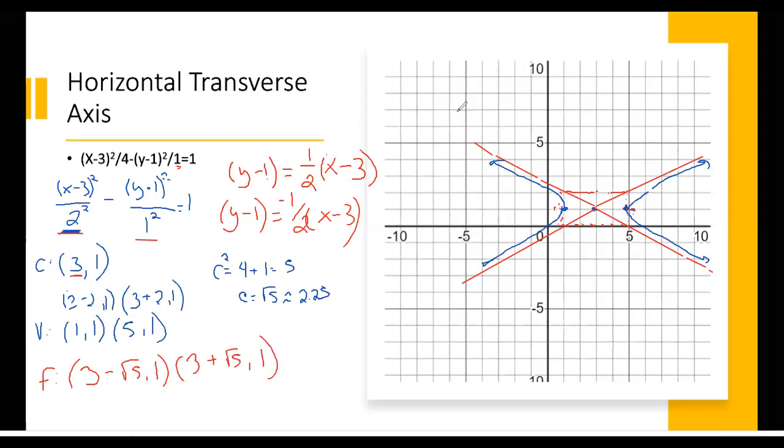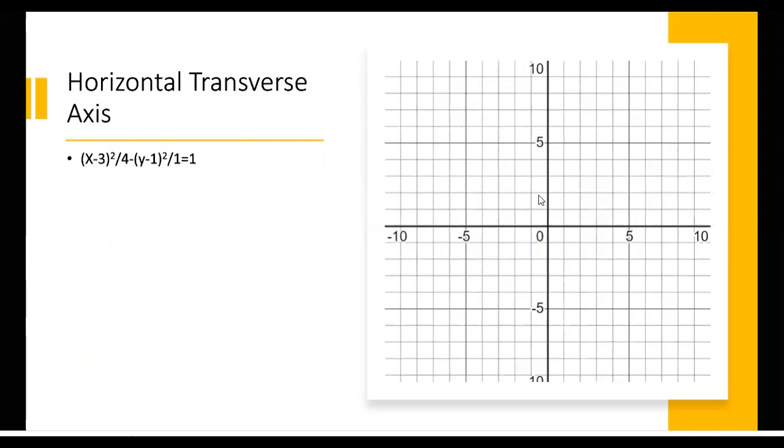Okay, so that's a horizontal axis. Again, we found our center, we found our vertices, we drew our box and our asymptotes, and then we were able to draw our hyperbola and find our foci. So I'm going to clear all these drawings. We'll go to the next slide.